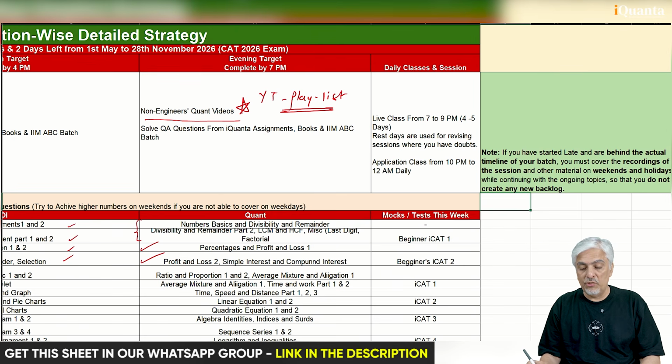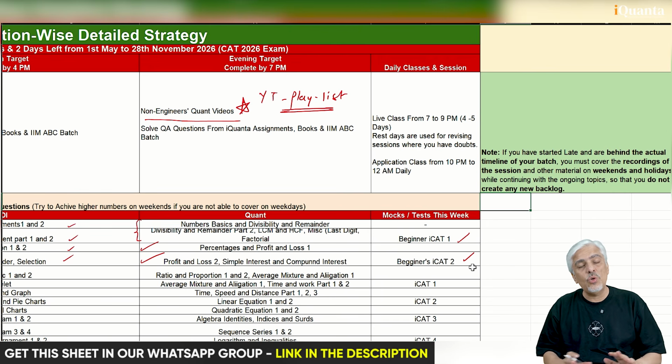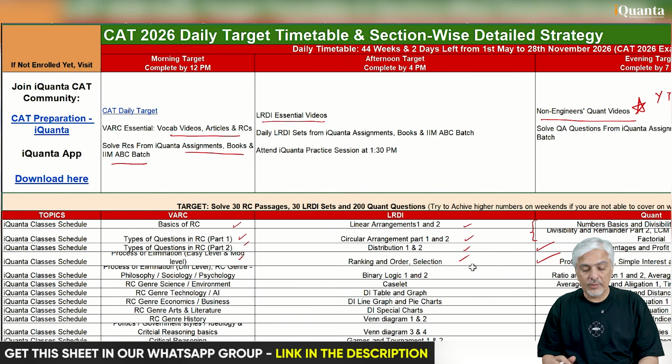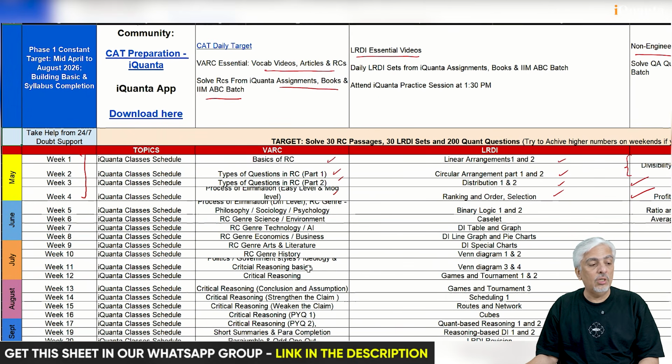And you also start your first 2 mocks that time: beginners mock CAT 1 and beginners mock CAT 2. These are 2 extra mocks given to you just to understand. Why do we have these beginners mocks, iCat 1 and iCat 2? We have them so that you start understanding how a test should be, how the CAT paper will be, and how the iCat will help you look at it exactly in the same way. So that's very important.